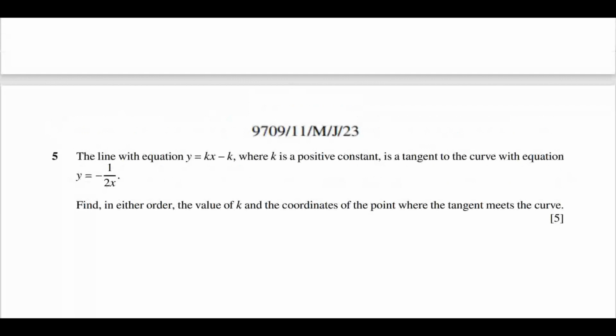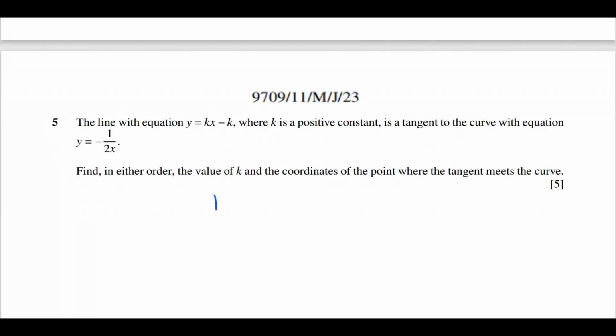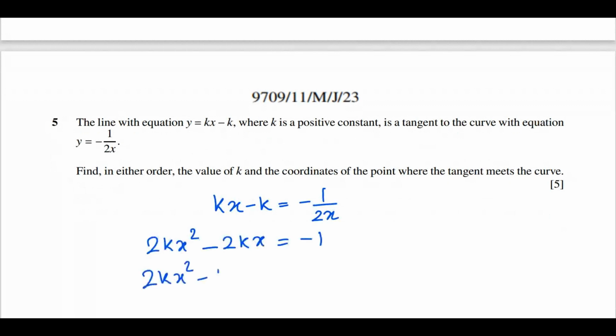So first let us equate the equations. kx minus k equal to minus 1 over 2x. Bring the 2x term to the left hand side. You will get 2kx square minus 2kx equal to negative 1. 2kx square minus 2kx plus 1 equal to 0.